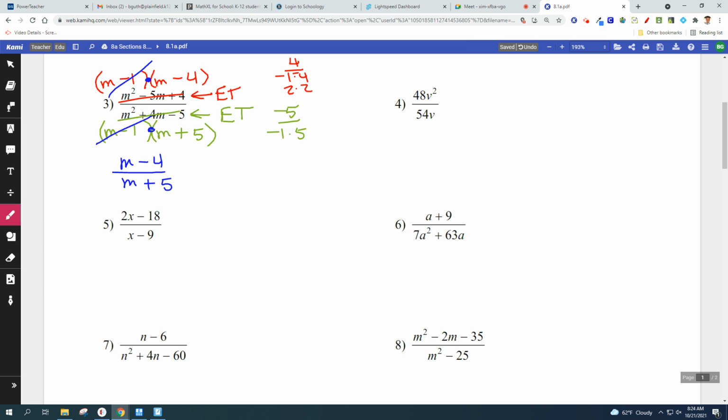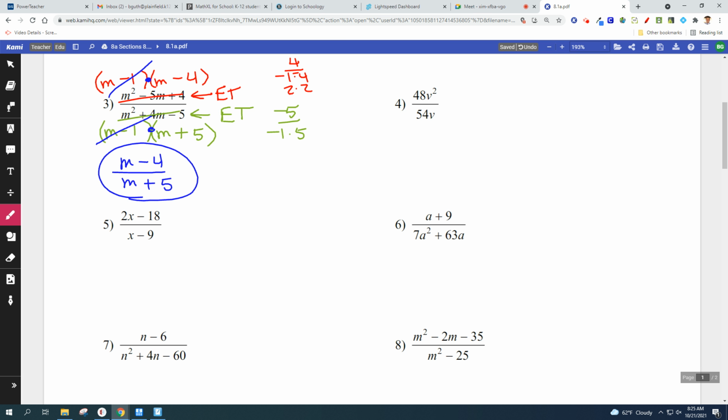Now, can I go on and cancel those m's? I can't, because it's not an m, it's really m plus 5. It's an m minus 4. There's not a factor of m to be canceled. So there's nothing else to do. That's finished. All right? That's a basic example. That's probably the most important one. Now we're just going to kind of iterate here.